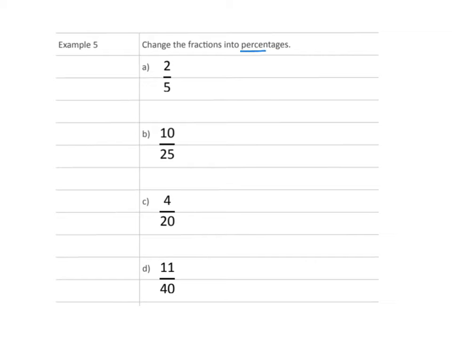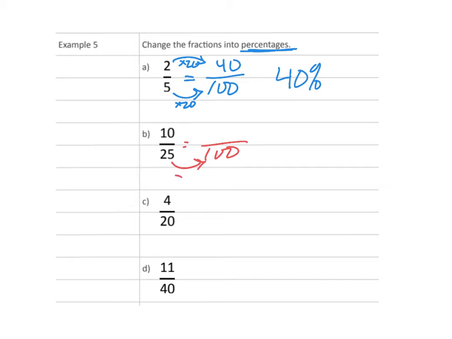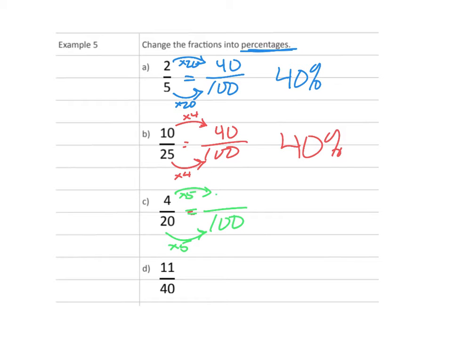So change these fractions into percentages. So the first thing I want you to do is think of it as out of 100. So 5 times 20 gives me 100. 2 times 20 gives me 40, so that is 40%. Do it again. Put it equal to 100. 20 times 4 gives me 100. So 10 times 4 gives me 40. This is again 40%. Make it equal to 100. 20 times 5 gives me 100. So 4 times 5 gives me 20. This is 20%.